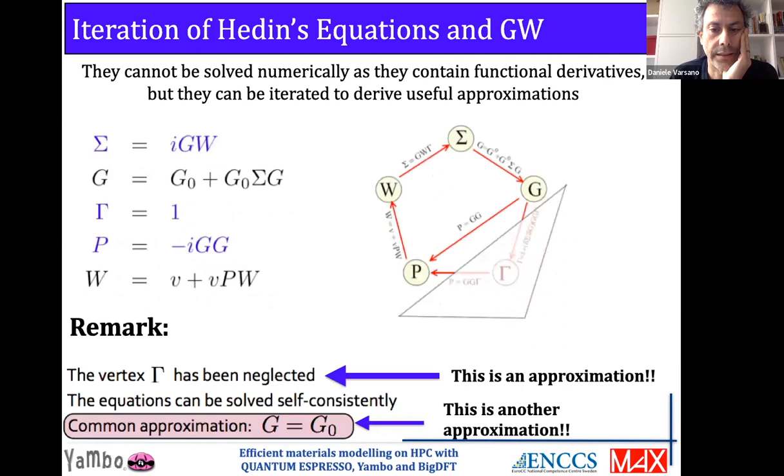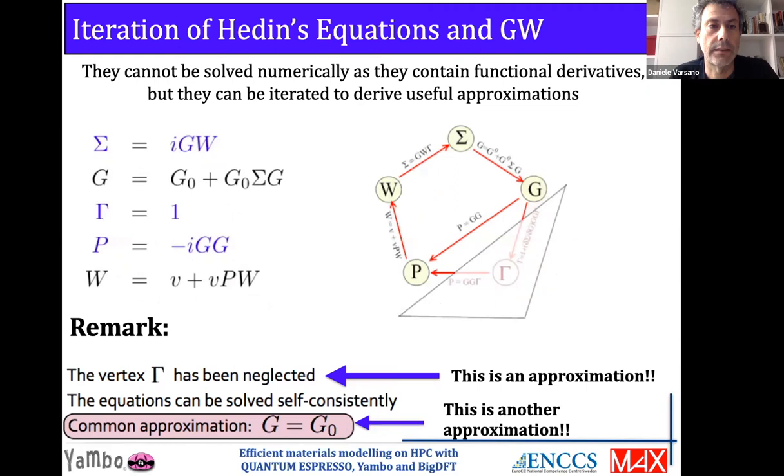So this is, of course, an approximation. We are neglecting the vertex to arrive at this expression. And moreover, an approximation that is not always, but commonly done, is to consider G as the non-interacting Green function, the G naught. So that is what is called the G naught W naught approximation.